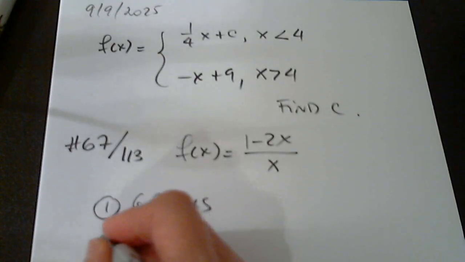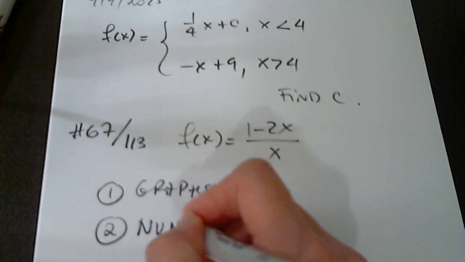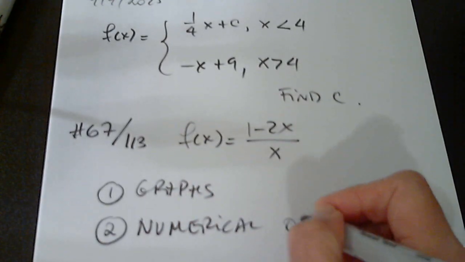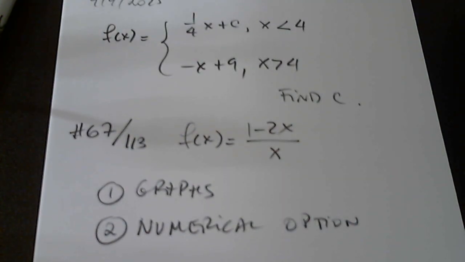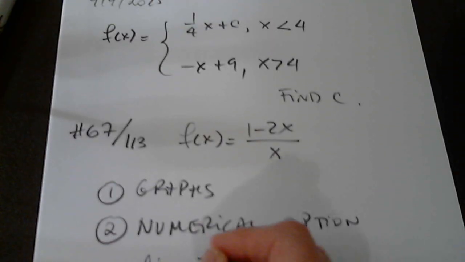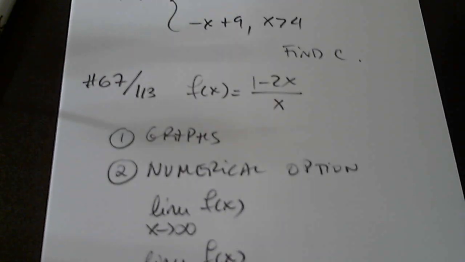Okay, number two, I like to apply a different procedure to this, a numerical option. Okay, let's see how that works. So again, this problem is asking us to find the limit of f of x. So I have to write those two. Limit of f of x as x approaches infinity, and the other limit of f of x as x approaches 0.